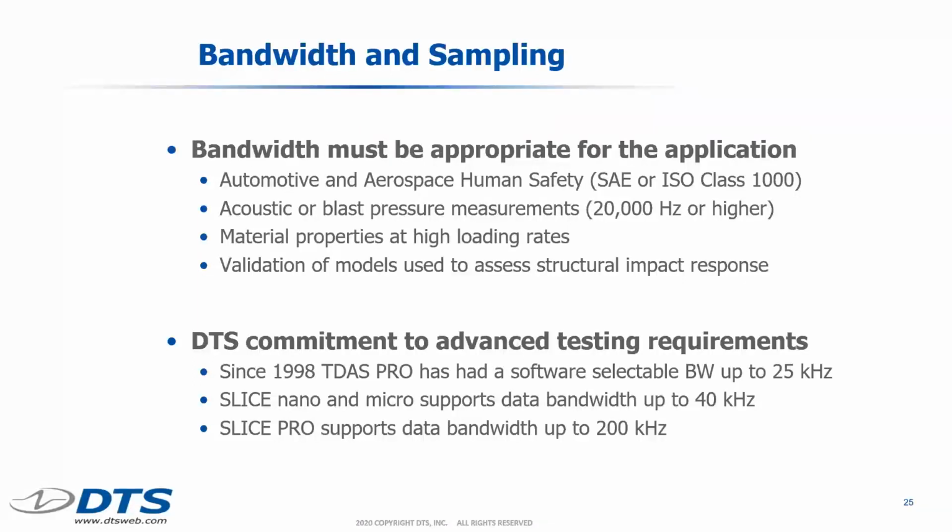Bandwidth must be appropriate for the application. In automotive and aerospace and human safety applications, SAE or ISO class 1000 is generally the highest frequency that we must record. However, if you're doing acoustic measurements, blast pressure measurements, material properties at high loading rates, and even validation of computer models used in finite element analysis, sometimes require much higher frequencies. And in fact, the acoustic bandwidth would generally be up to 20,000 hertz, and some other high loading rates may require even more than that.